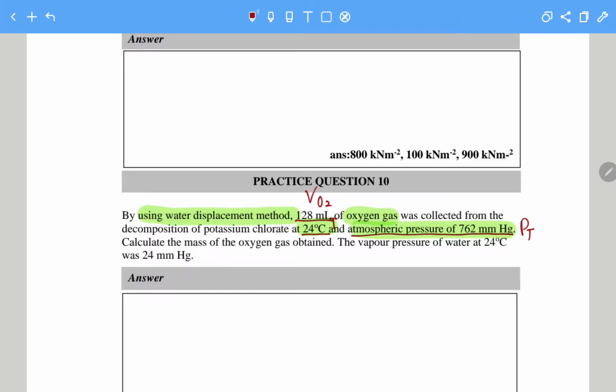Okay, so calculate the mass of oxygen gas obtained, and given the partial pressure or the vapor pressure of water at 24 degrees Celsius is 24 mm Hg. So this is the partial pressure of H2O. So the final answer is given to you.